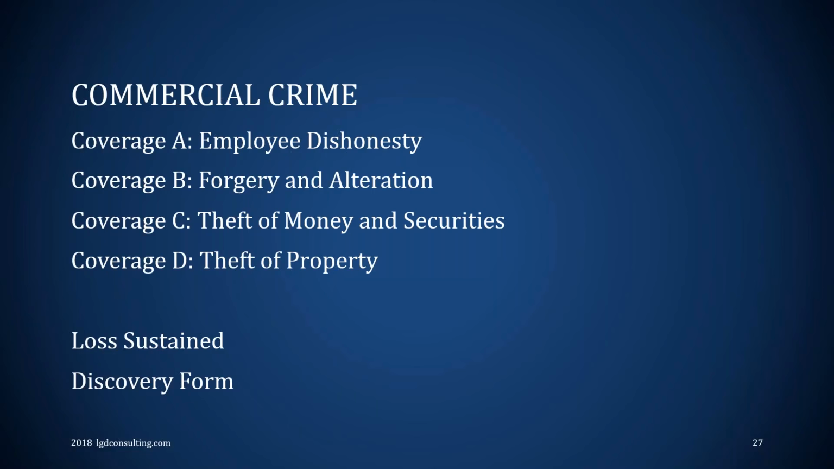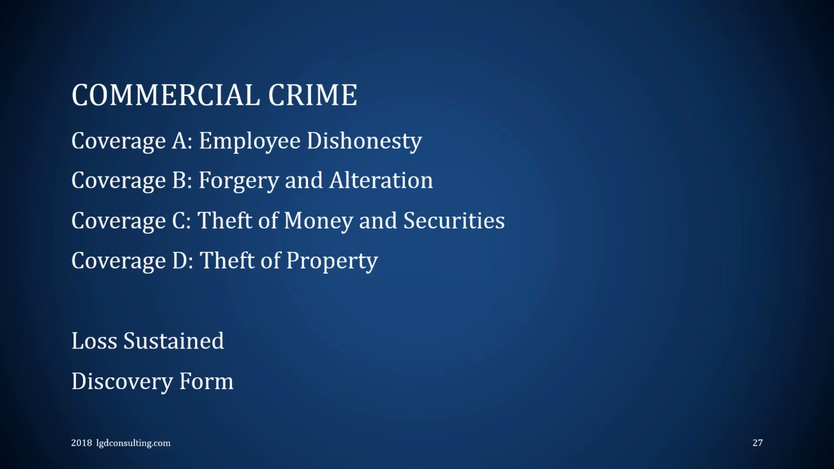Coverage B would be some outside party gets a hold of your checks and money orders, forges, alters them, and sends them to other people. Now, I emphasize it's an outside party that gets a hold of your company's checks, money orders, forges, and alters them, and sends them out to other people. It doesn't cover your employee doing that, because if your employee got a hold of your company's checks, money orders, forged and altered them, and sent them out, that would be coverage A, where your employee did something wrong. So coverage B is an outside party.